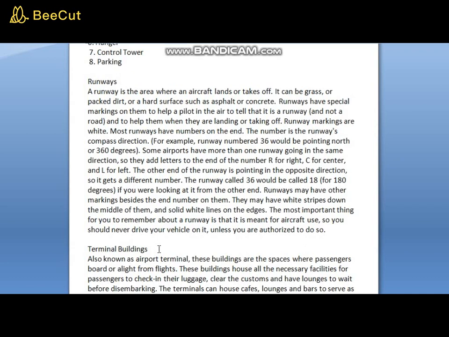The most important thing for you to remember about a runway is that it is meant for aircraft use, so you should never drive your vehicle on it unless you are authorized to do so. This was about a runway.